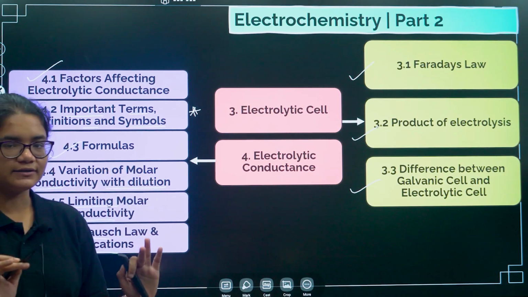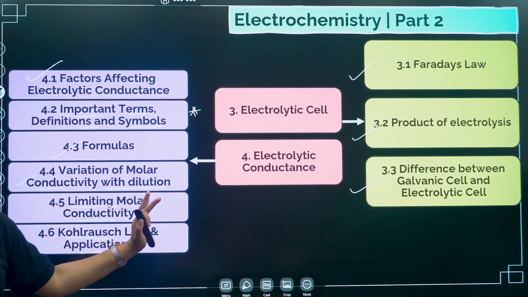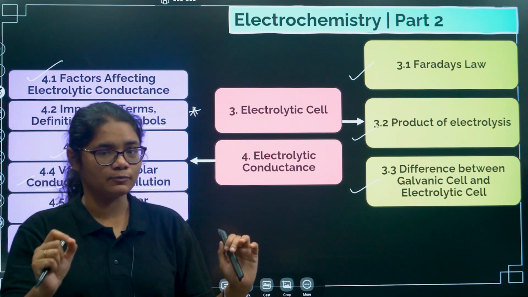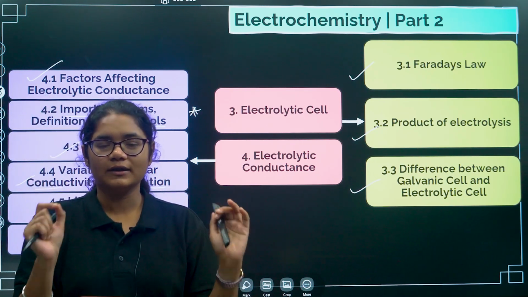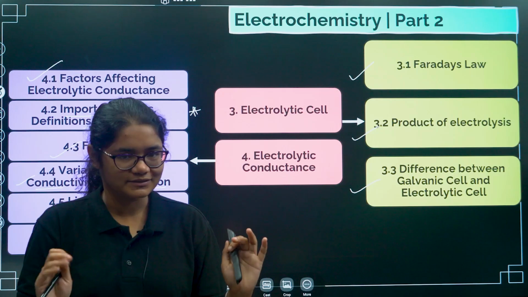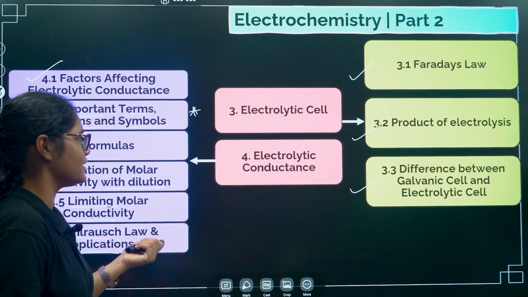So I hope you have understood what all things we are going to cover. So I want everyone to sit with a notebook and a pen and note down all important formulas and concepts. Okay, so yes, now let's get started.